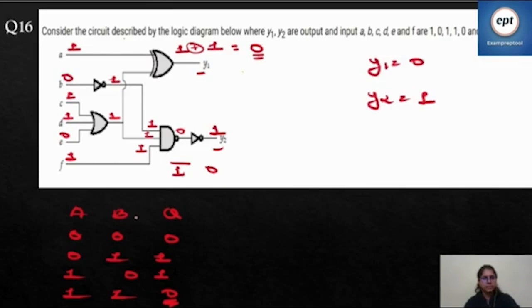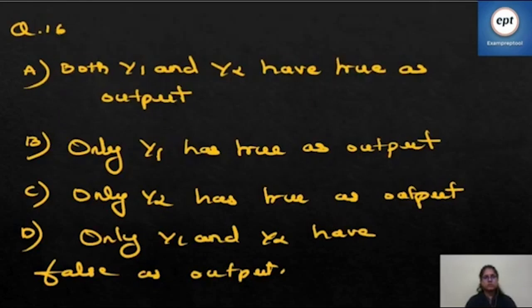Okay. Now let's see the options one by one. Both y1 and y2 have true as value. So 1 is considered as true and 0 is considered as false. But you can see that y1 is false and y2 is true. So that's why A is not the correct answer.